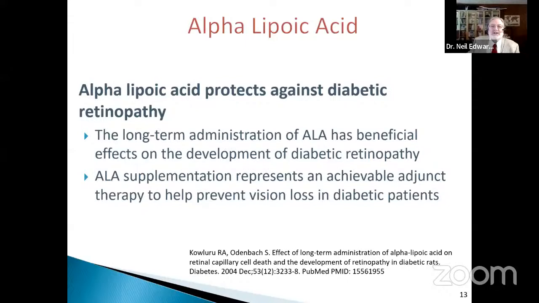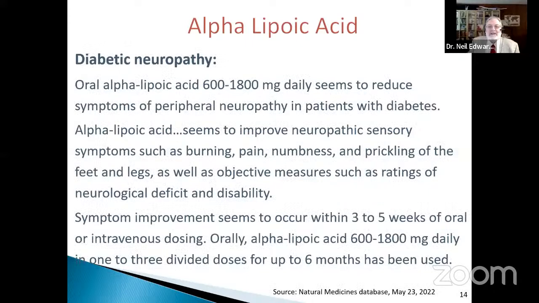Long-term administration helps against diabetic retinopathy and is something that helps prevent vision loss in diabetic patients. Now, the dosing is typically between 600 and 1800 milligrams a day to reduce symptoms of peripheral neuropathy in diabetic patients. It improves numerous symptoms. Improvement tends to occur within about a month, and dosing has been used for a period of at least 6 months.